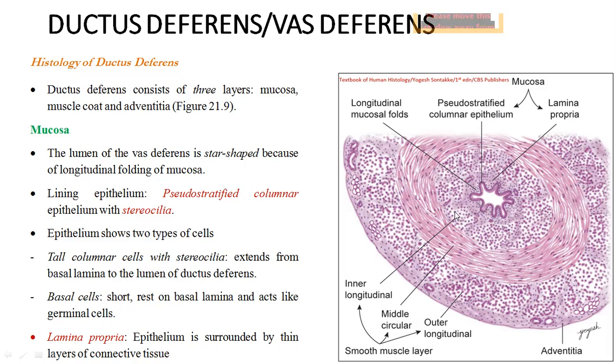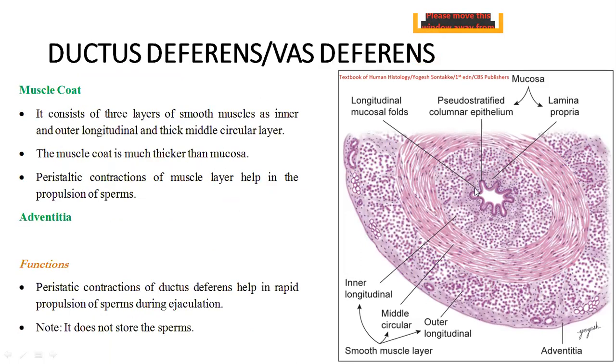Then the lamina propria: you can see this connective tissue area is the lamina propria. The epithelium is surrounded by a thin layer of connective tissue, the lamina propria. So in the mucosa, we will find the lining pseudostratified columnar epithelium, and then the lamina propria. Then we have the ductus deferens, also called vas deferens. This is our muscle coat.